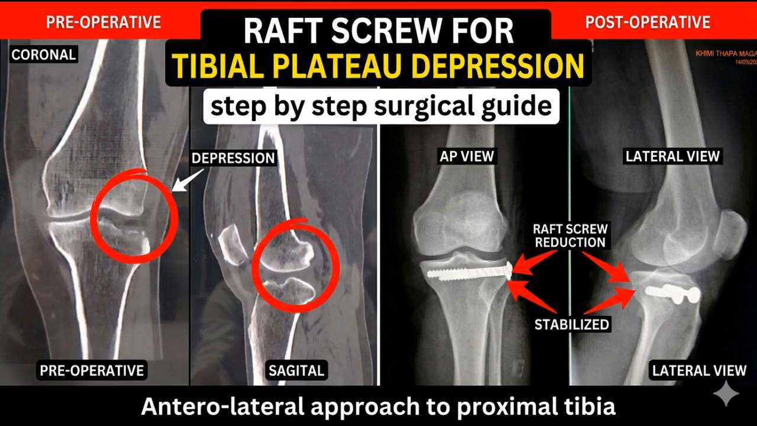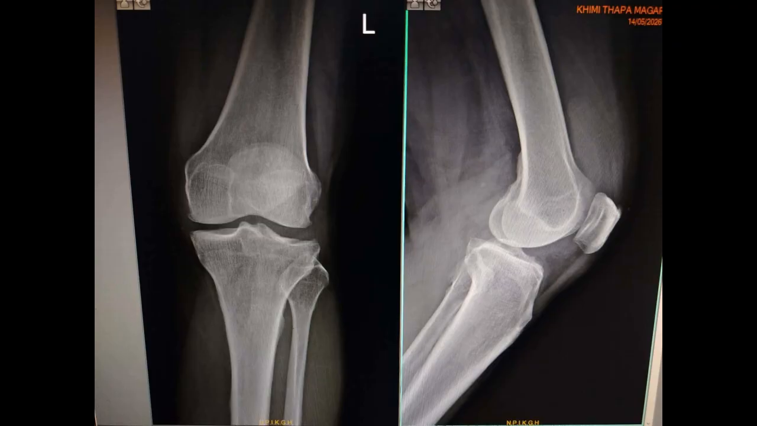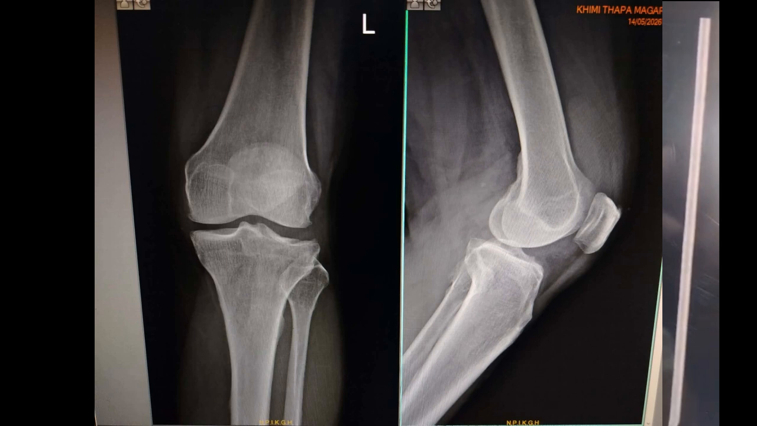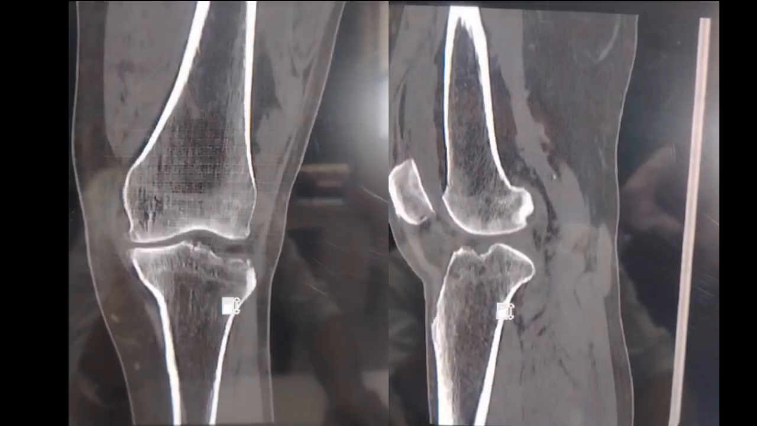Hello everyone, today we are operating on a middle-aged female with Schatzker Type III lateral tibial plateau pure depression fracture. While initial X-ray can sometimes be deceptive, the diagnosis was confirmed by a CT scan, which clearly demonstrates a significant depression of articular surface requiring elevation.